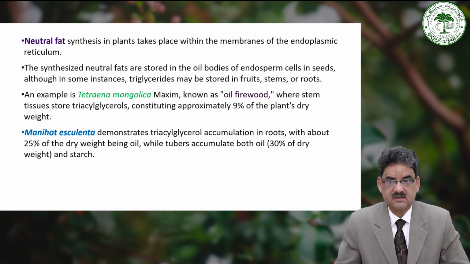Neutral fat synthesis in plants primarily occurs within the endoplasmic reticulum membranes. Once synthesized, these neutral fats are typically stored in the oil bodies found within the endosperm cells of seeds. However, there are exceptions where triglycerides may be stored in other plant parts such as fruits, stems or roots.